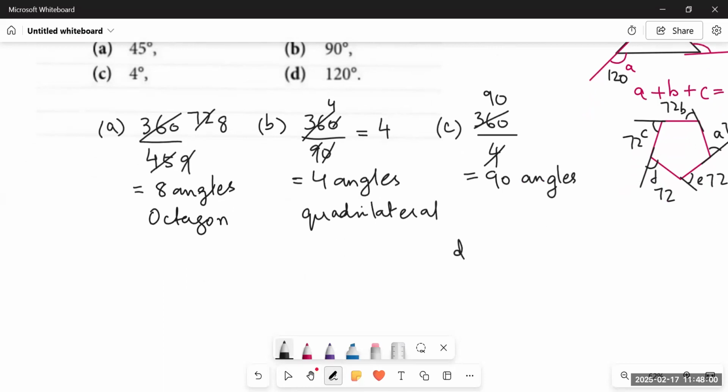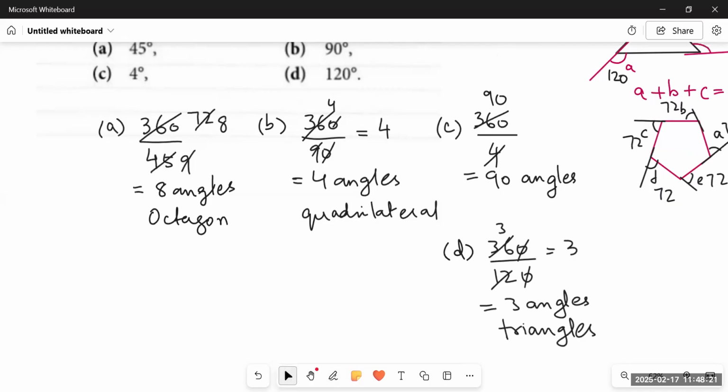Similarly, if we talk about part D, we have to divide 360 by 120, and we will get 3. 12 ones are 12, 12 threes are 36, and 0. The answer to this would be 3, and a shape with 3 angles is called a triangle. It means it would be a triangle.